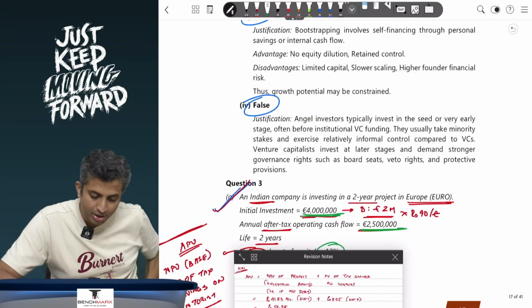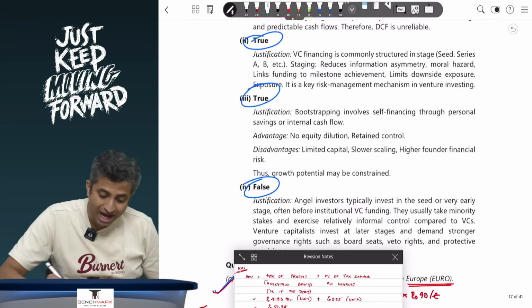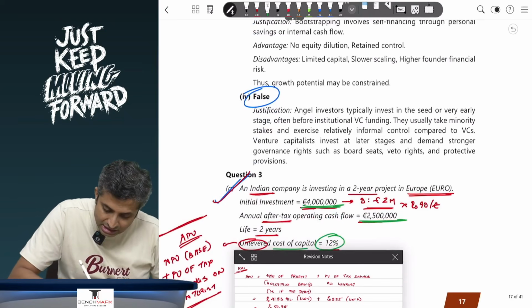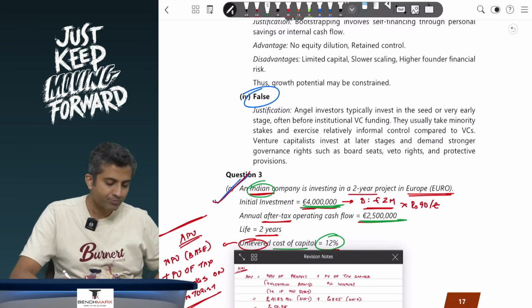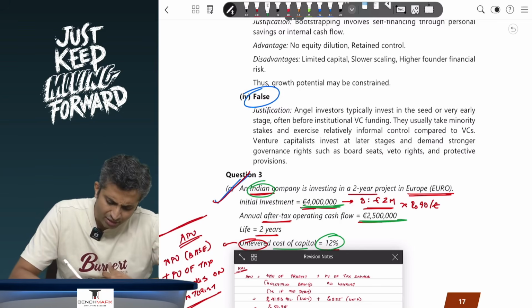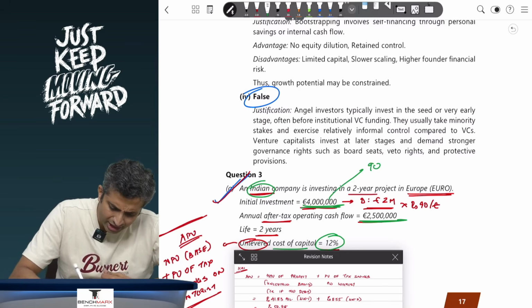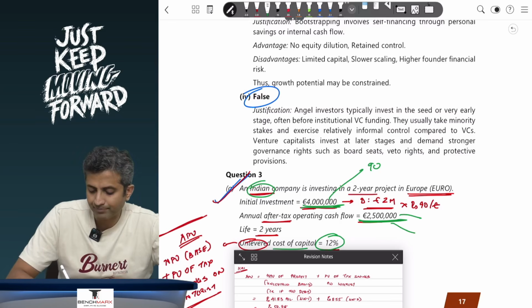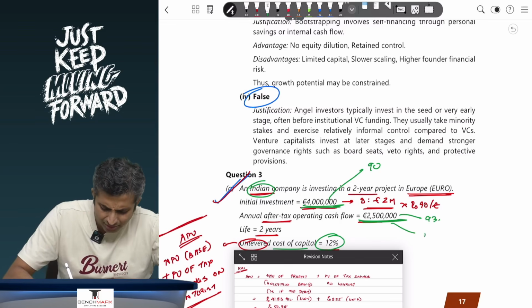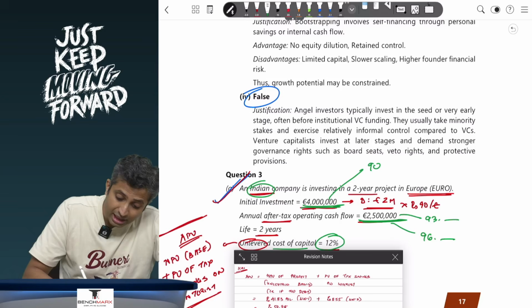But the problem over here is I want to find everything in rupees. I am an Indian company, and as a result over here, I'll have to convert everything into the Indian rupee cash flows. So this 4 million I'll convert at today's spot rate, which is equal to 90. Whereas the 2.5 million I'll convert at the 93 point something and 96 point something rates, that is the forward rates, and then discounted at 12%.